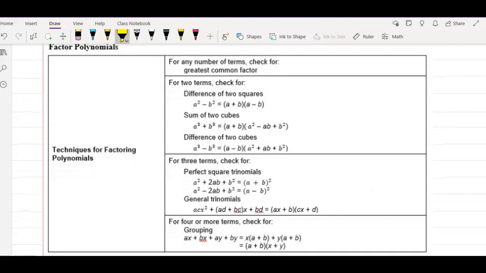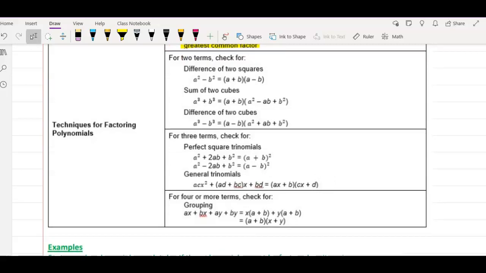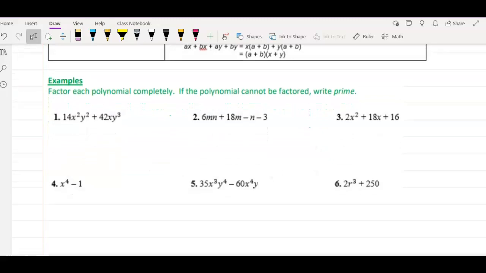So regardless, this is one thing that everybody wants to forget. For any number of terms, always first check for a greatest common factor. If you have two terms, you could be checking for a difference of squares, a sum of cubes, or a difference of cubes. And these are just formulas that we can apply when we have situations like that. If you have three terms, you can check for, is it a perfect square trinomial? Kind of like we studied back when we did completing the square. Or you could factor using our method where we take the coefficient of A times the coefficient of C and multiply them together and look for factors. If you have four or more terms, we can factor sometimes by grouping. So let's practice this with a variety of different problems.